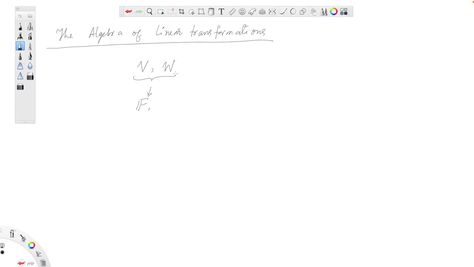Now, if I take the set of all possible linear transformations from the given vector space V to another vector space W over the same ground field F, then this set can be seen to possess the structure of a vector space.